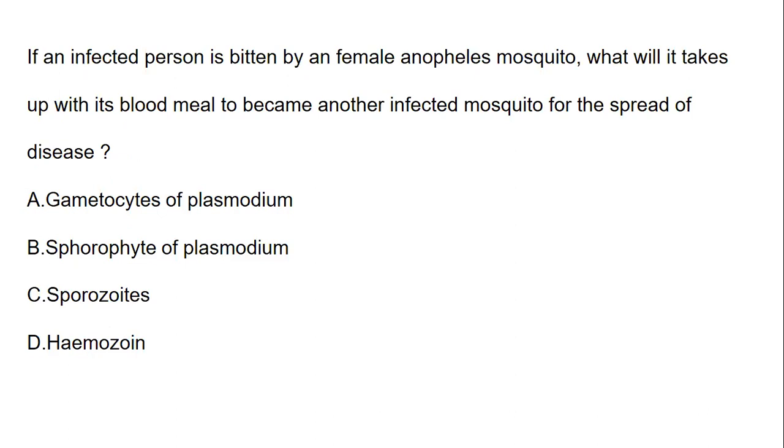If an infected person is bitten by a female Anopheles mosquito, what will it take up with its blood meal to become infected for the spread of the disease? So the infective stage for the mosquito is gametocytes of the Plasmodium.